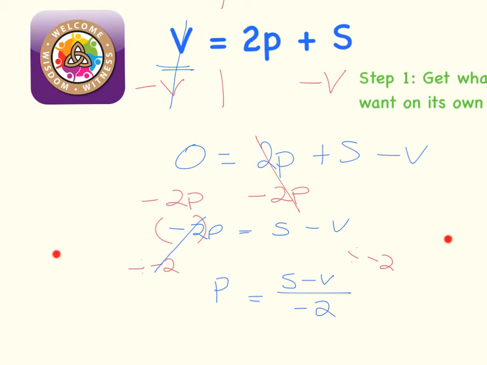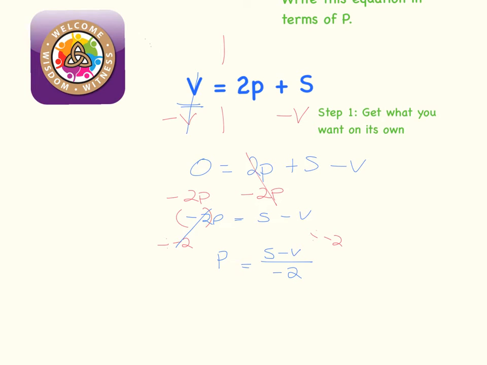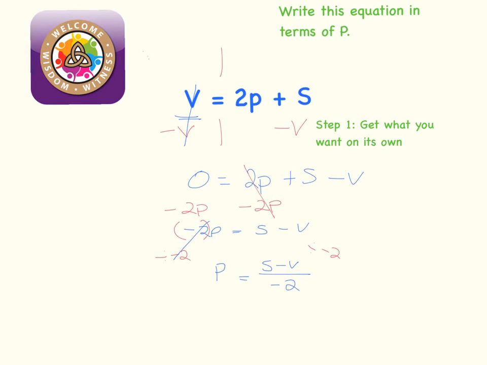I have manipulated the formula. In other words, I've rearranged the formula from V equals 2P plus S. The question asked me to rearrange it in terms of P, and I've done that. And so the final answer was P is equal to S minus V all divided by minus 2.